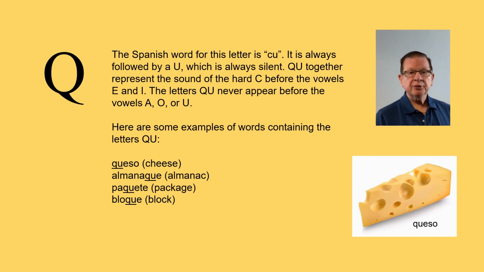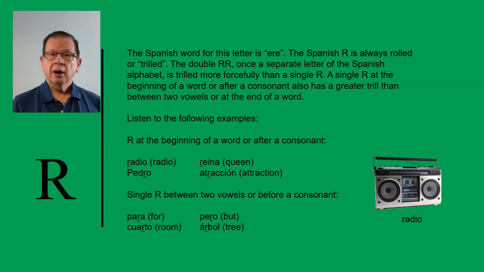Q. The Spanish word for this letter is Q. It is always followed by a U, which is always silent. QU together represent the sound of the hard C before the vowels E and I. The letters QU never appear before the vowels A, O, or U. Here are some examples of words containing the letters QU. Queso, almanaque, paquete, bloque.